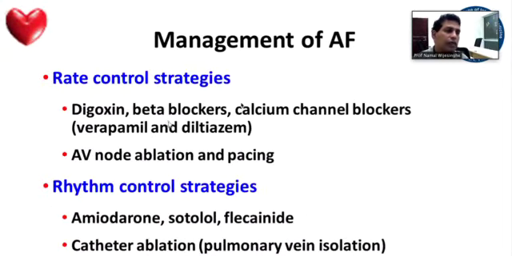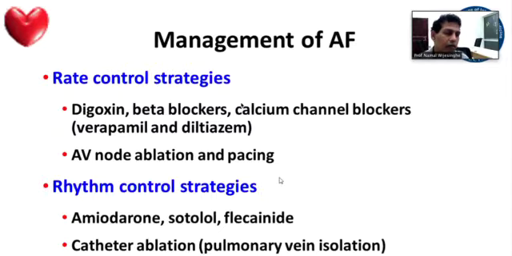Now these are the ways that you do rate control and rhythm control. The rate control medications are given, or else sometimes if it is difficult, the cardiac electrophysiologist can ablate the AV node. They can destroy the AV node and put a pacemaker. So whatever rhythm the atria has doesn't transmit to the ventricles, because the ventricular rate is determined by the pacemaker rhythm. Rhythm control strategies, you can do amiodarone, sotalol or flecainide, or else now there is AF ablation.